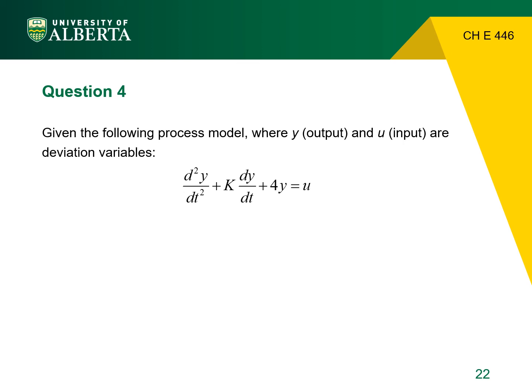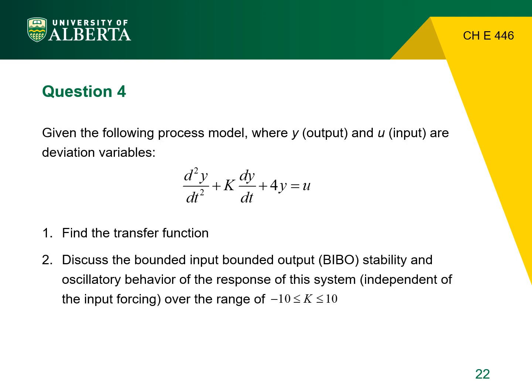Let us now move on to the final question of the seminar. In this question, we are given a process model d²y/dt² + k dy/dt + 4y = u. Here, y and u are the deviation forms of the output and input variables respectively. We are asked to find the transfer function for this process model, as well as to discuss the bounded input, bounded output stability and oscillatory behavior of this system's response when k varies between -10 and 10.